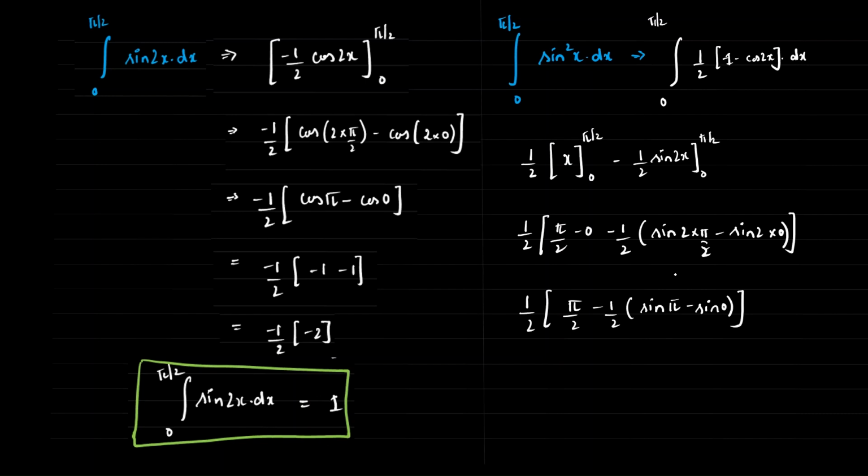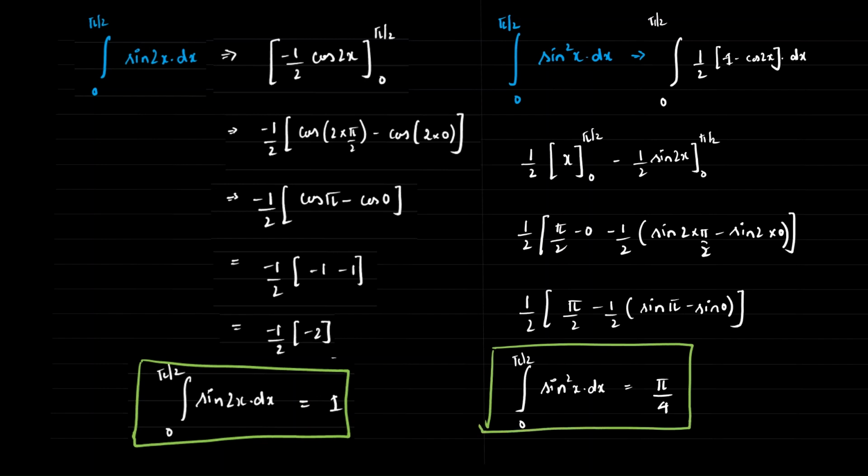Sine 0 is 0, sine pi is 0 as well. So I can ignore this particular term, and half multiplied by pi over 2 is going to be your final answer. So the integral of sine square x dx from 0 to pi over 2 is going to be equal to pi over 4, and this is going to be your final expression. Let's move on to other problems as well.